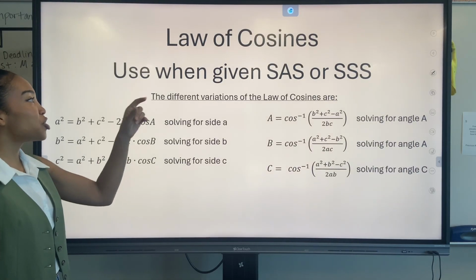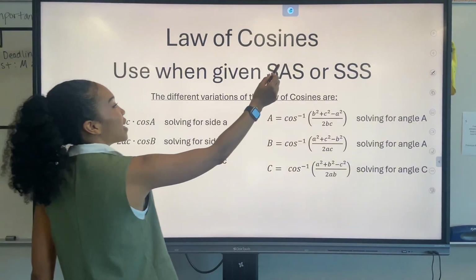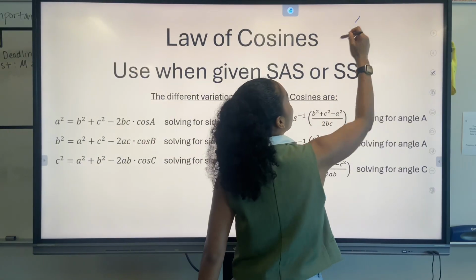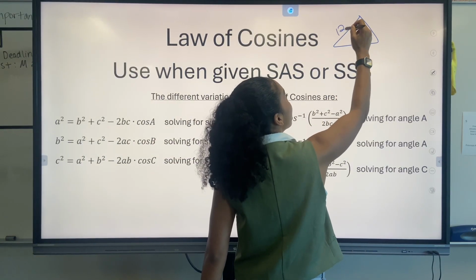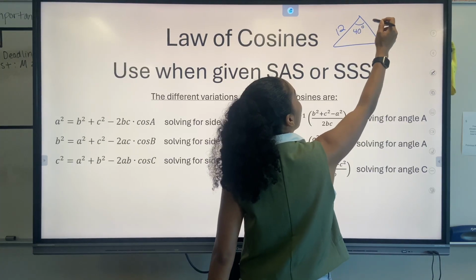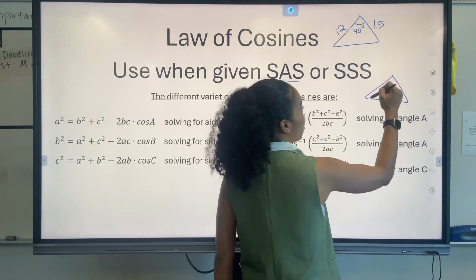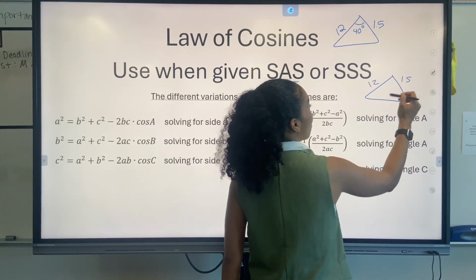Law of cosines, you're going to use this whenever you have side, angle, side, or side, side, side. What this means is if you have a triangle and say you have this side, this angle, and this side. That's side, angle, side. Or if they don't give you any angles and they just give you all sides.